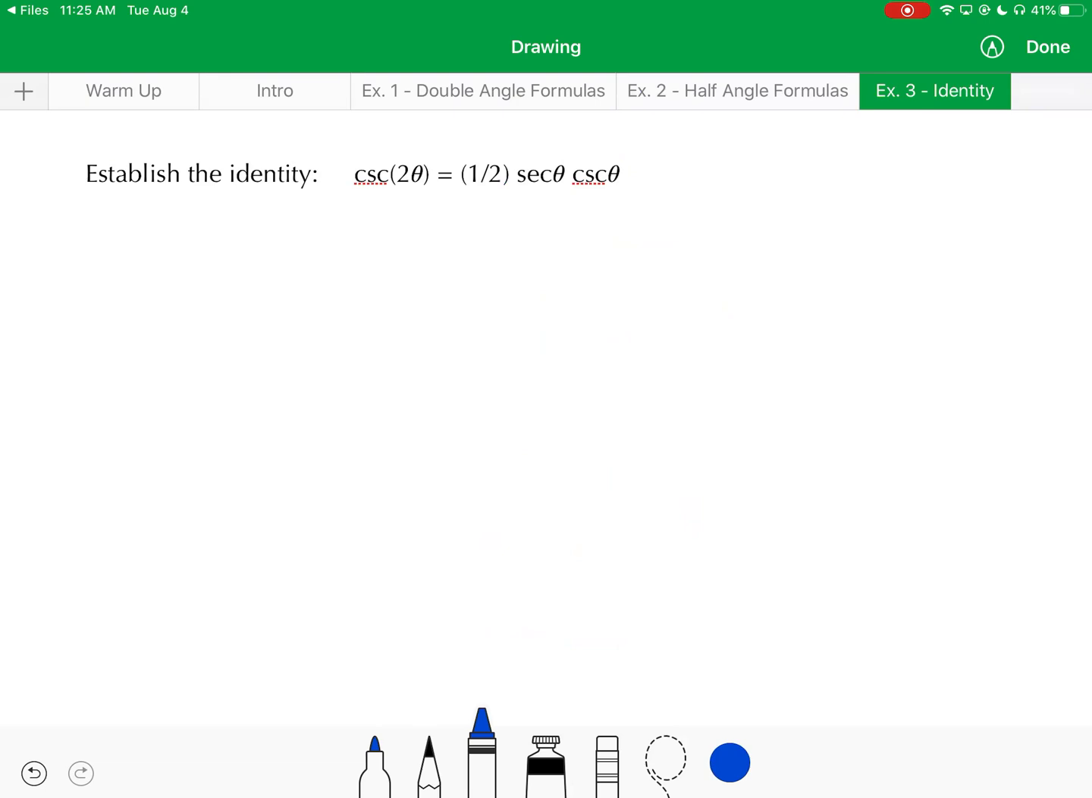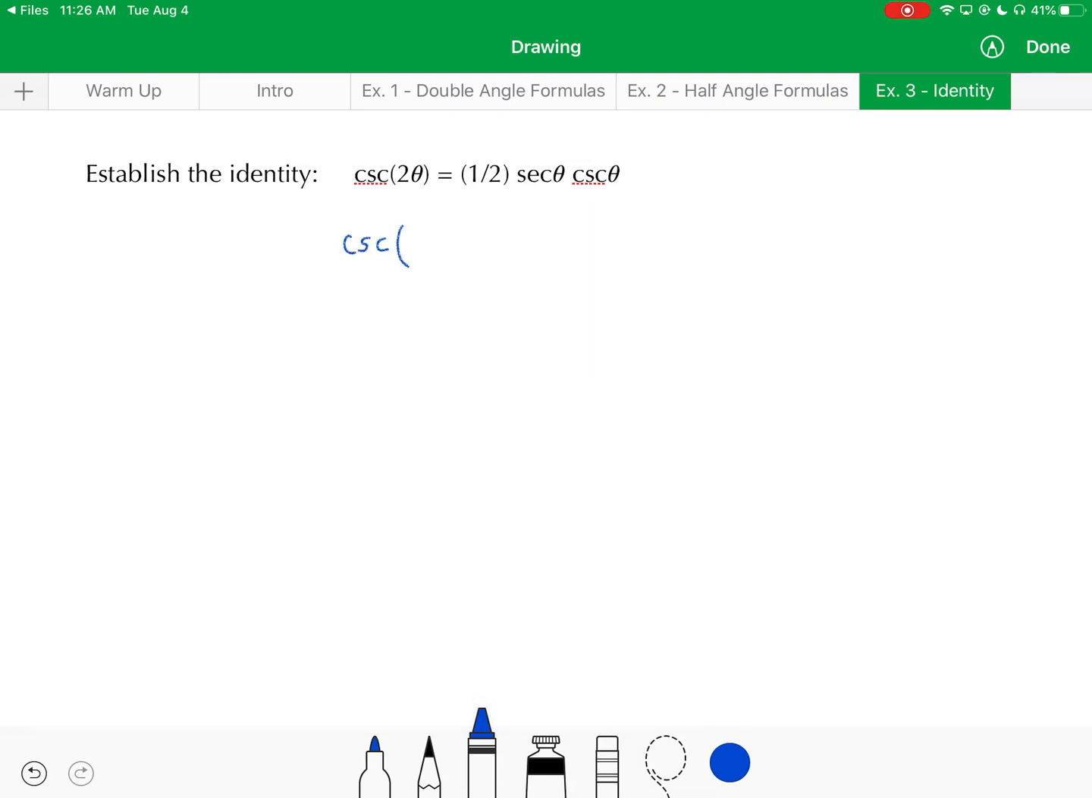All right, one final problem. Here's an identity to establish. We want to show that cosecant of 2 theta is equal to 1/2 times the secant of theta times cosecant of theta. All right. Now you might argue that the right side of this identity is more complex than the left side, but I disagree. I think cosecant of 2 theta is more complex because of the fact that the argument there is 2 theta rather than just theta. So that's where I'm going to begin.